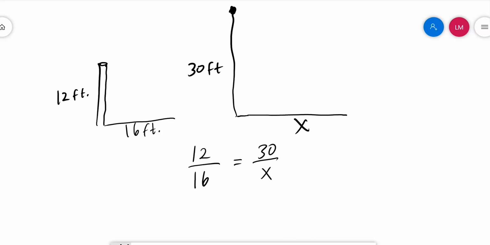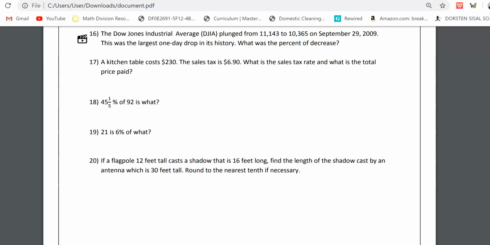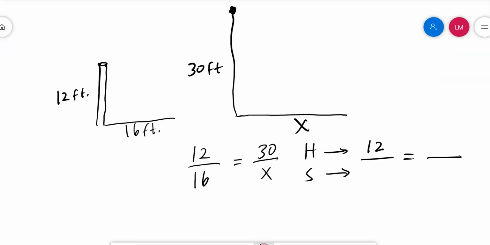x. Now, in class, you can do the setup here, or you could have done like what I was showing in class, which was, the height information's on top, shadow information's on the bottom. The math still works out the same, so let me show you what I mean real quick. So we'll do the height of the pole, which is 12. Oh, I did it the same. It's the same setup. I set it up right. Okay, so now let's cross multiply.